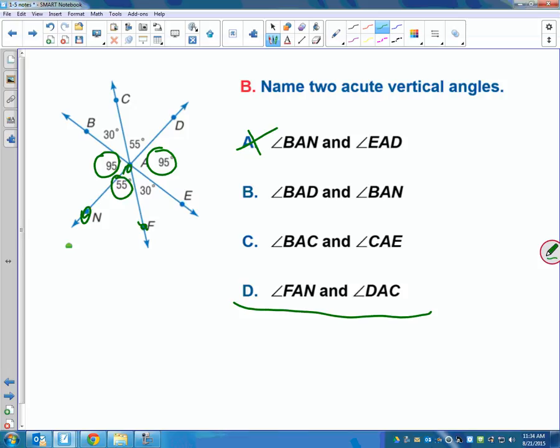FAN, so that's this angle. And DAC is this angle. And yes, it would be easier if you had that in front of you instead of up here, but I hate wasting so much space. Each one's acute. That's what I was trying to do. I was trying to add it up.